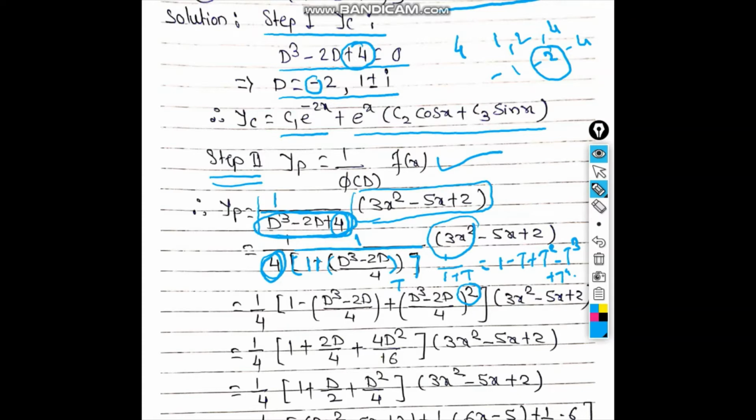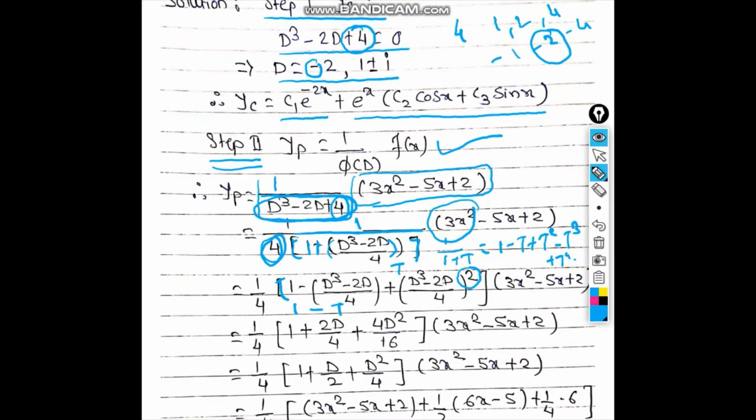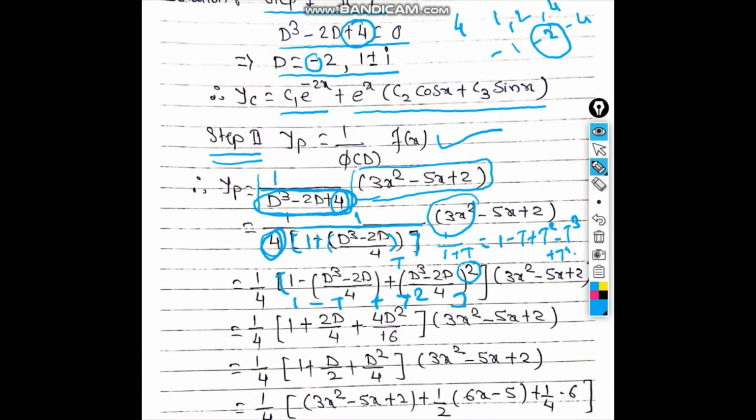Okay, in this case we have a polynomial of degree 2, that is 3x square minus 5x plus 2. So we take 1 upon 1 plus t as 1 minus t plus t square only, because it is of degree 2. When we write that 1 minus t plus t square in the bracket here, this is 1 minus t, where t is this entire bracket, and t square is the bracket square. Okay, so that's one.